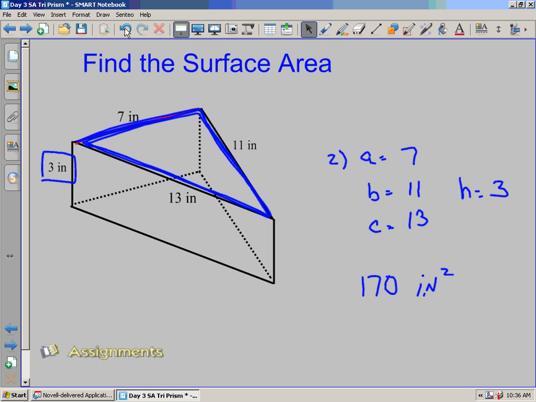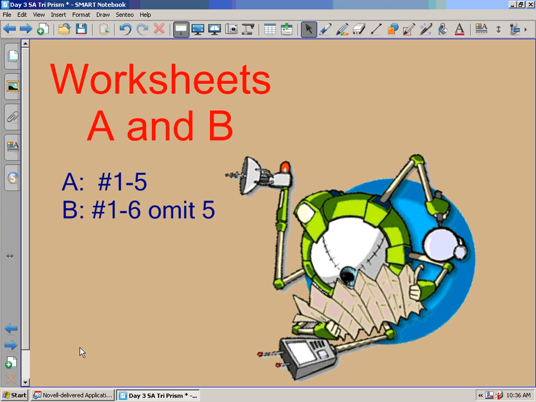Assignment for today is actually two worksheets, Worksheet A and B. On worksheet A, there's only 5 problems, so you're doing all 5. On worksheet B, we're going to do 1 through 6 and omit number 5 because we haven't dealt with it yet. It's a cylinder, and we haven't done surface area of a cylinder, so we'll skip it. You do want to be careful on worksheet B. Problem 6 is not a triangular prism. It is a rectangular prism, so you want to use your formula from yesterday for that problem. Both worksheets will be attached to my webpage.